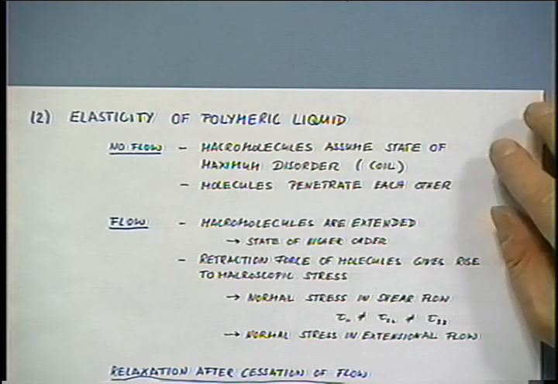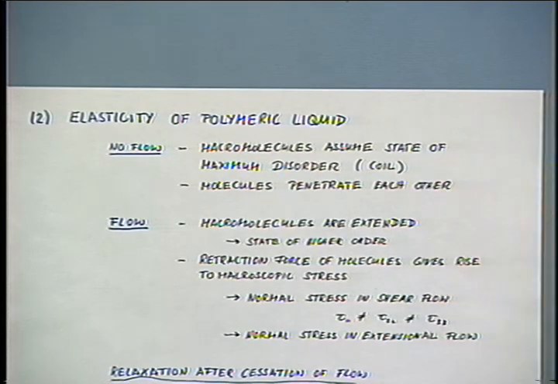We would say that the macromolecules assume a state of maximum disorder. Brownian motion will generate a coiled formation for this macromolecule, for this long chain. And the molecules are penetrating each other. You don't have just a single coil here and a single coil next to each other.